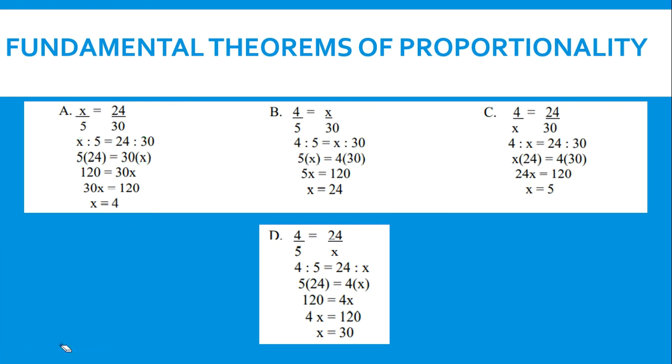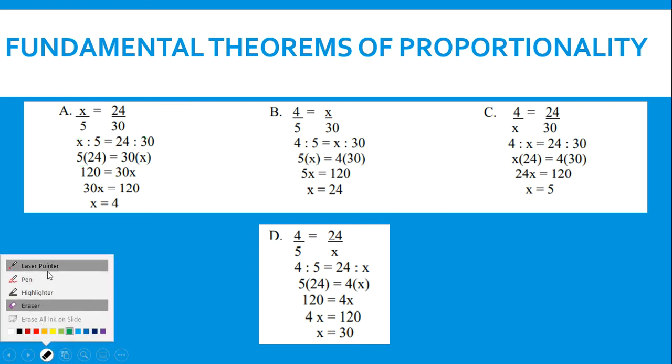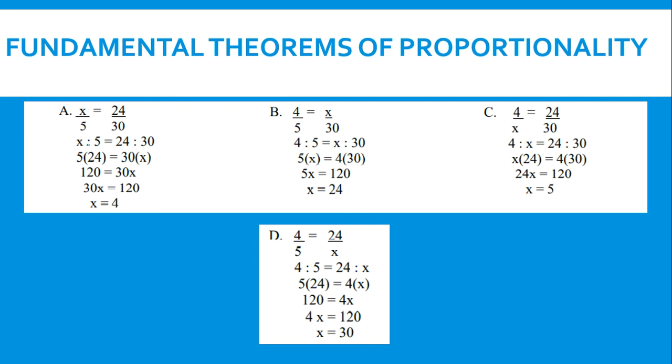If you're going to cross multiply, it's just like this one. So x times 30, then 5 times 24. It is the same, and the solution is also the same. That's it. So let's go now to letter B.